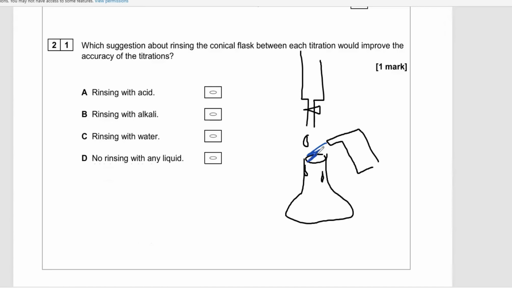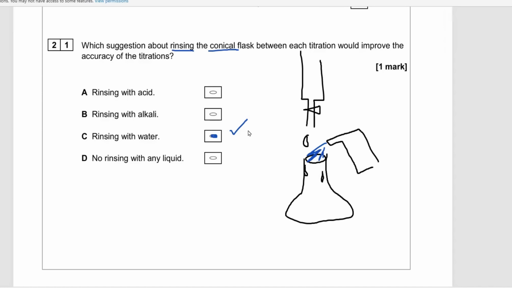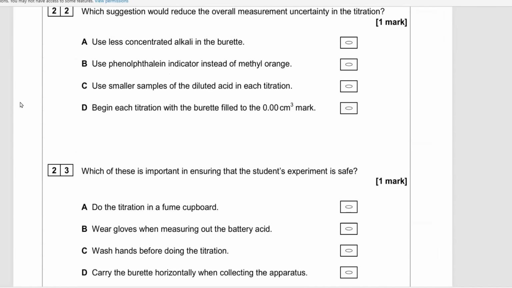Water is going to ensure, if you're doing washings in between adding drops from the pipette, that the reactants all mix together. And if it's after and you're going to use the conical flask again, you can rinse with water to get rid of any acid or alkali that's in the flask.